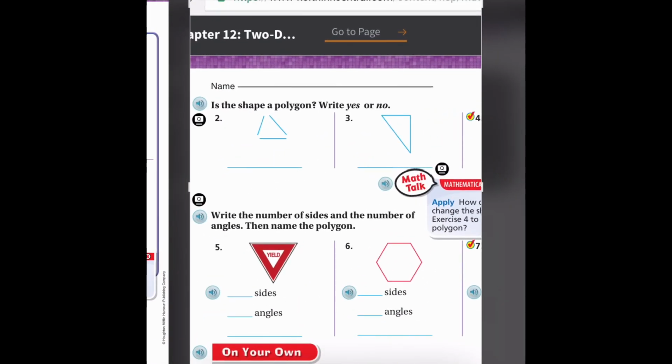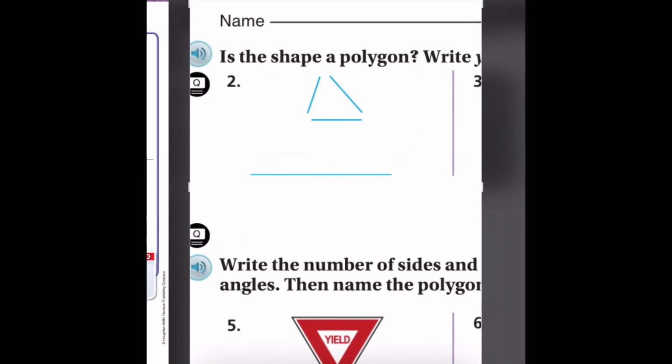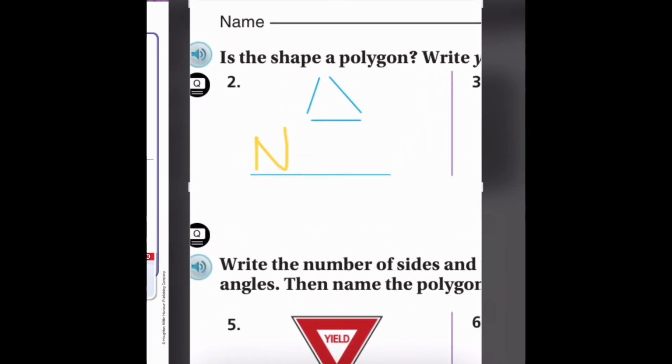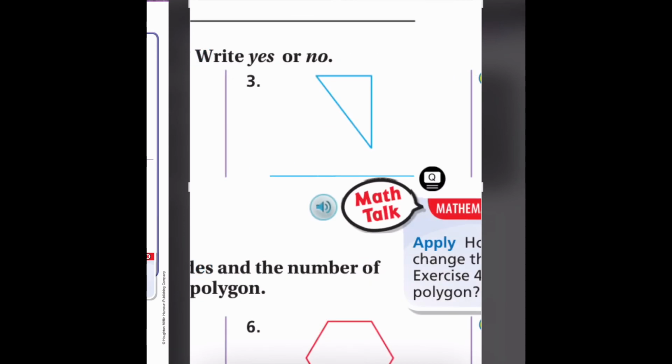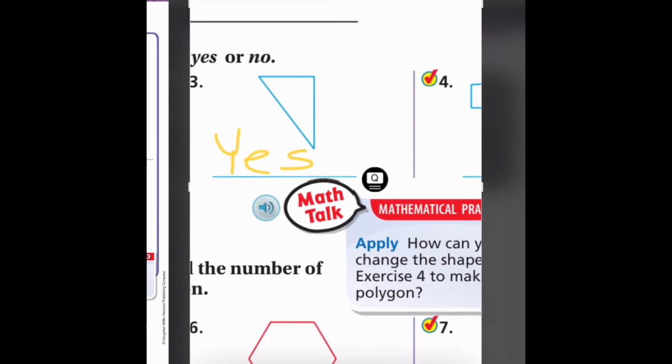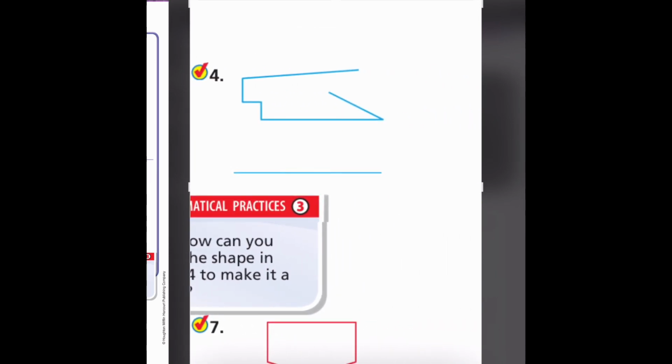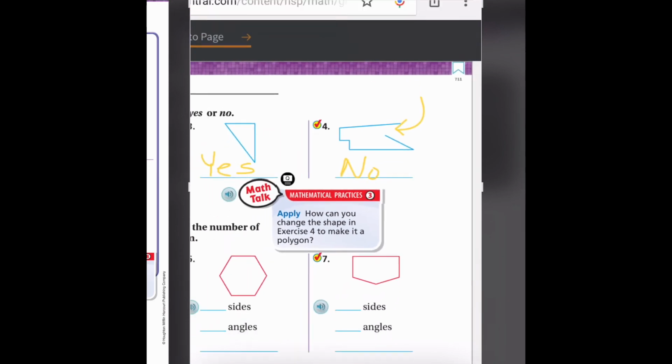Number 2, is the shape a polygon, right? Yes or no? Number 2, that is no. Why? It's an open shape. Number 3, that is yes. It has only line segments. It's a closed shape, no curved paths. It's a plane figure, so yes, that's a polygon. And number 4, that is no. And why? It is an open shape.